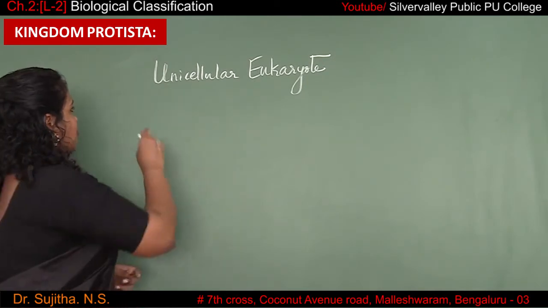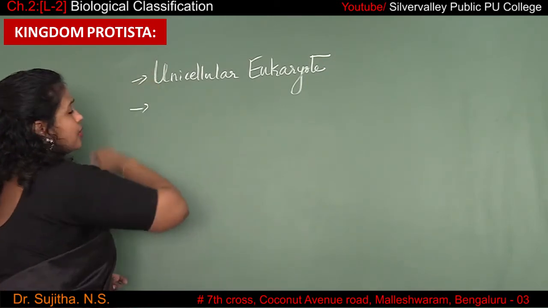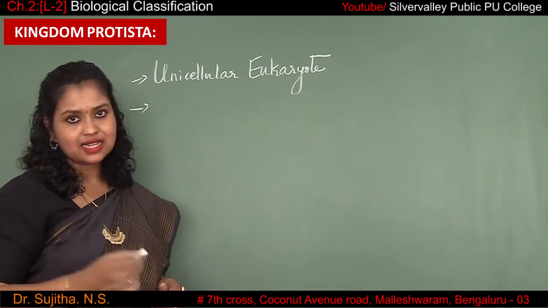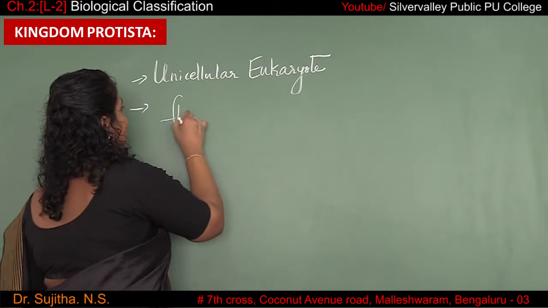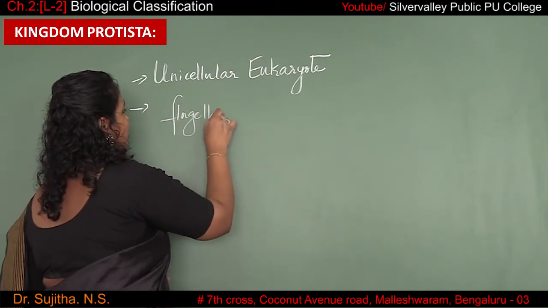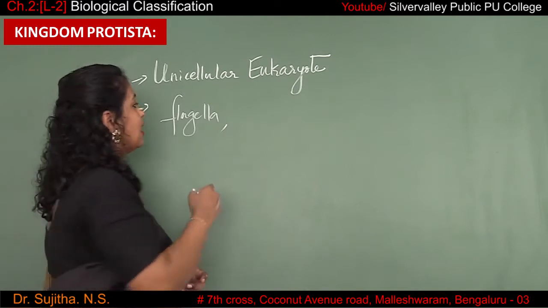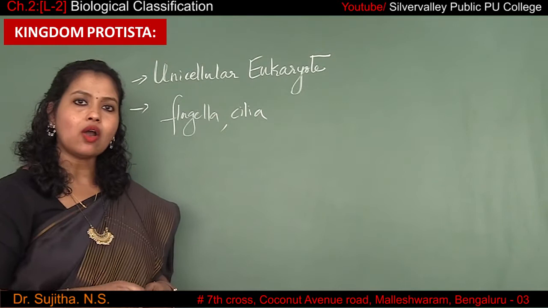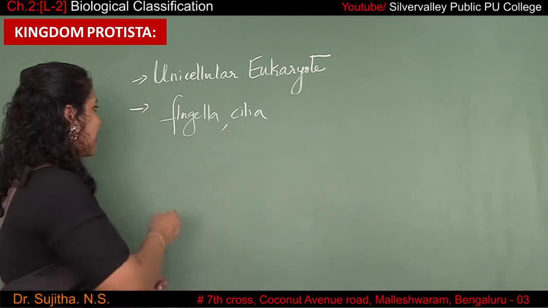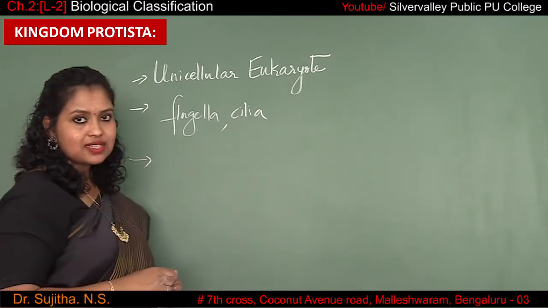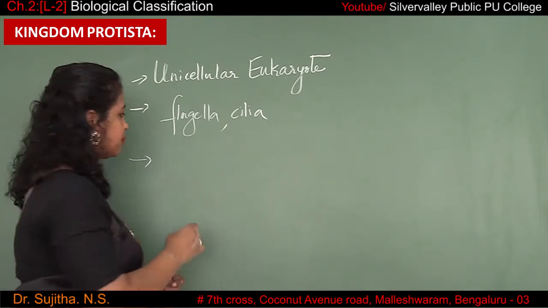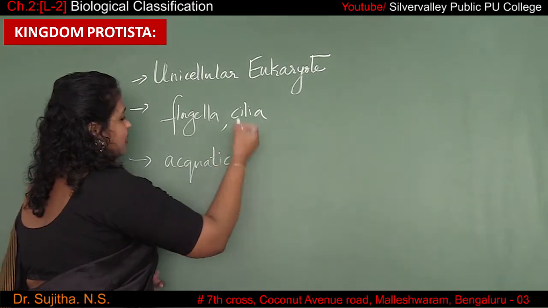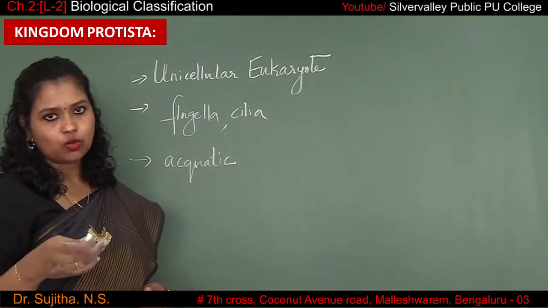And the second important feature is that Protista has either flagella or cilia, which indicates that it is motile in nature. It will have either cilia, flagella, or another structure as a locomotory organ. The next important characteristic feature is that Protista are aquatic in nature. They live in marine or fresh water.